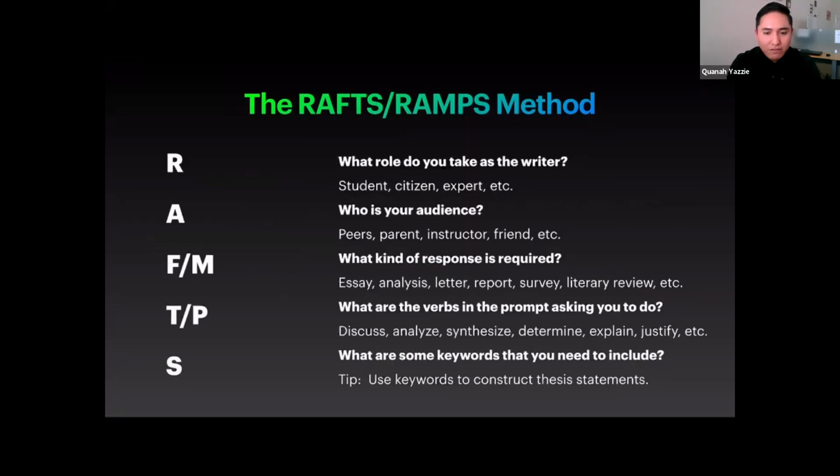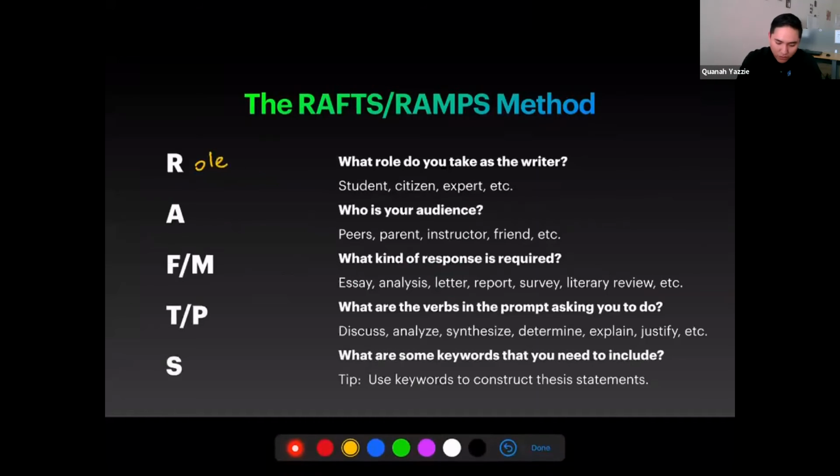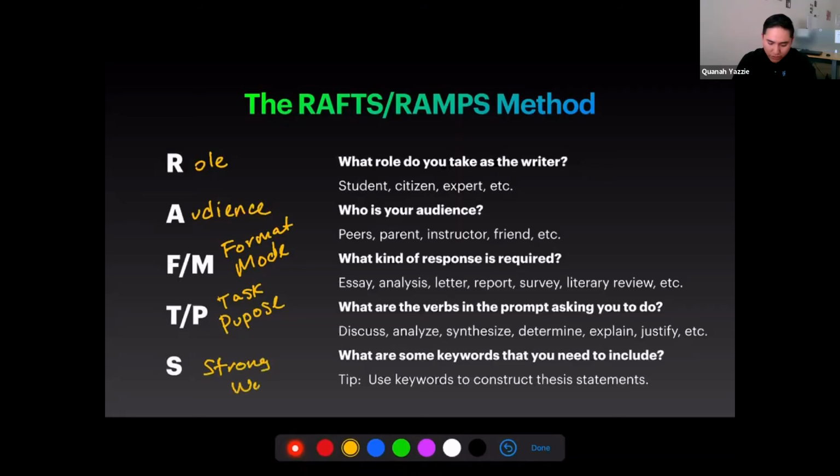So what this RAFTS and RAMPS method literally spells, the acronym is: the R is for role, the A is for audience, the M is for format and modes, the T is for task, the P is for purpose, and then the S is for strong words, or we can say keywords if we want, but that's what those portions mean there. So RAFTS and RAMPS method.